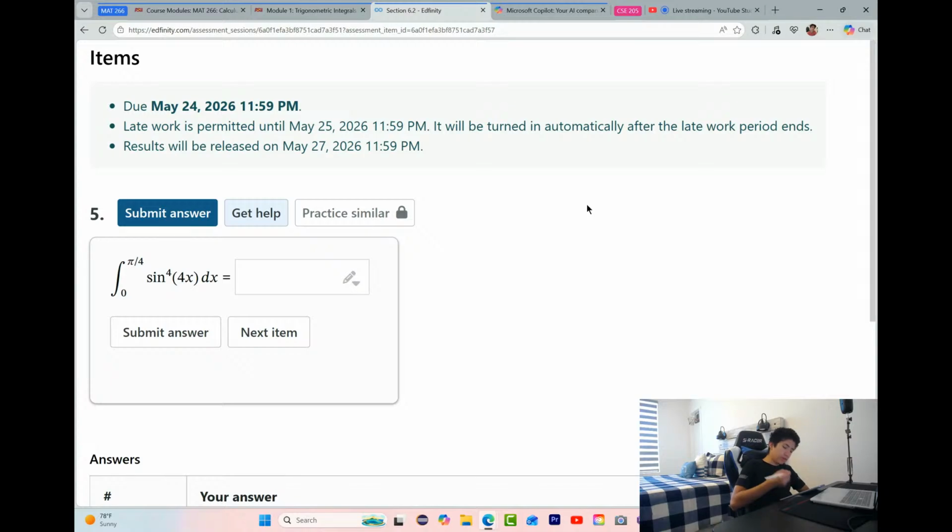So if we let u equal 4x, thus du is going to be 4 dx. Therefore, dx is going to be 1/4 du. So by taking out 1/4, we will get 1/4 times the integral from 0 to pi fourths.